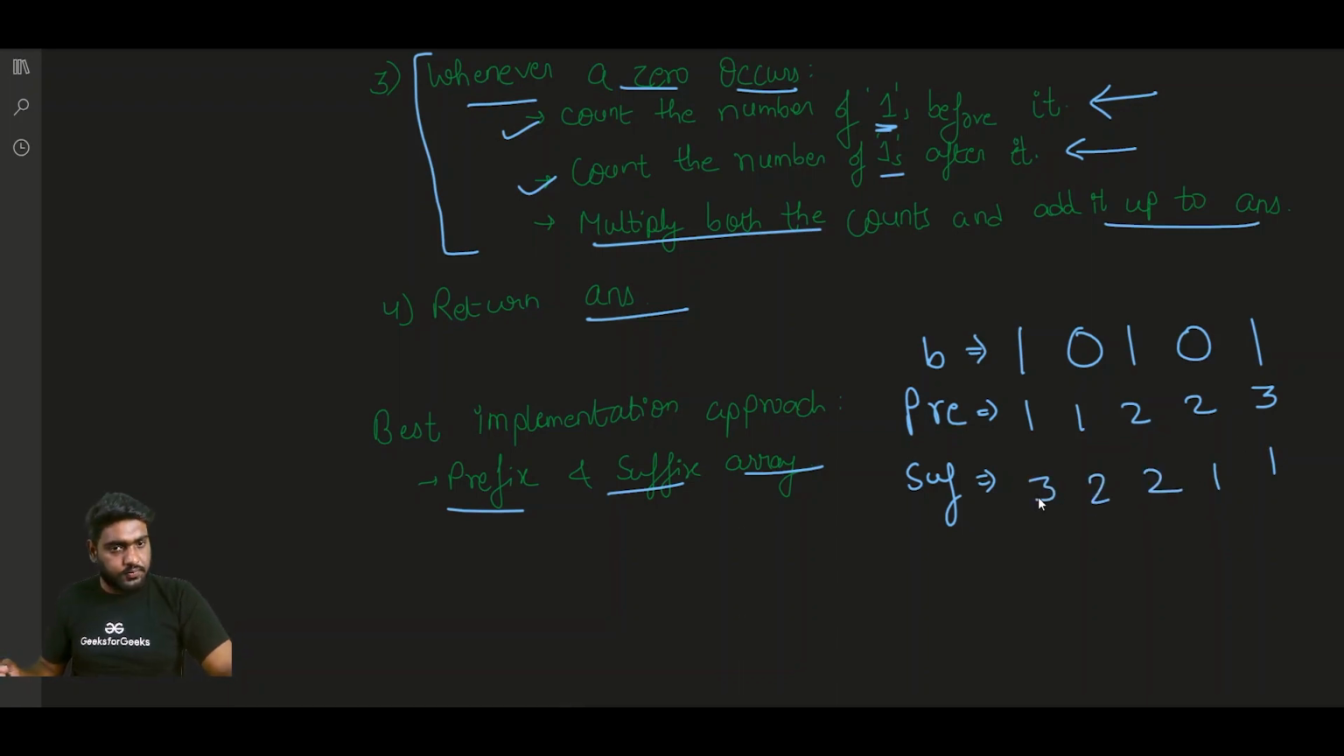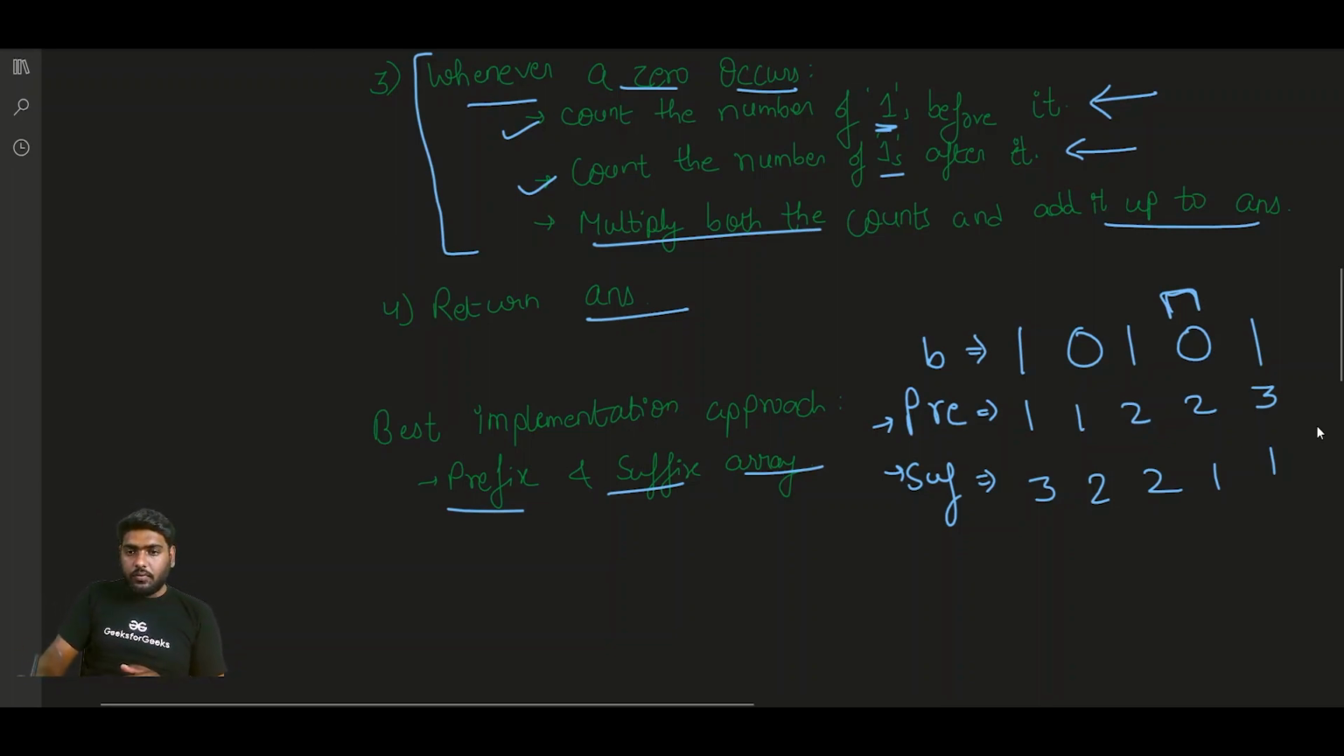All right, we have prefix and we have suffix. Now let's talk about this 0, correct? How can we get how many ones are coming prior to it? Okay, before it. This is the number 2.